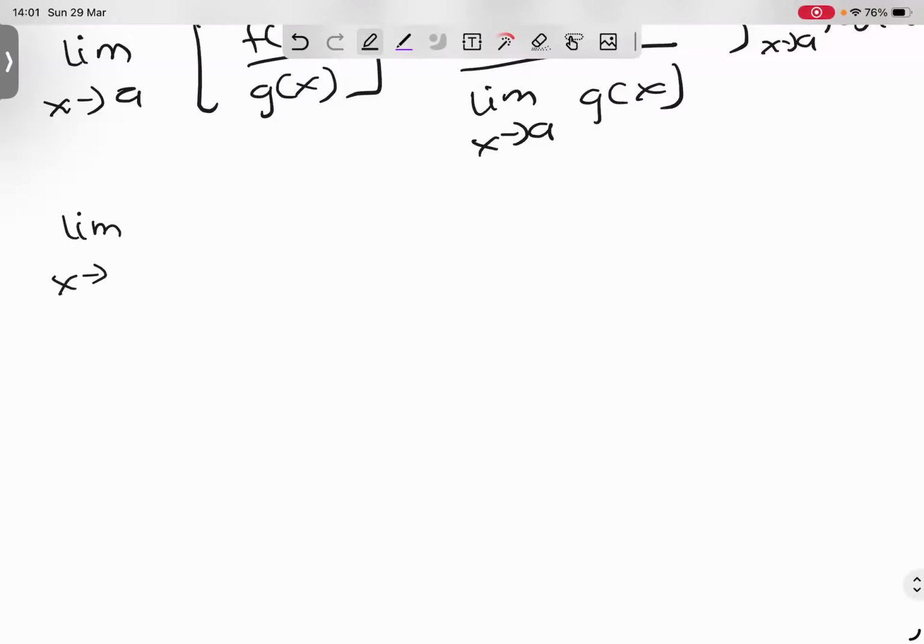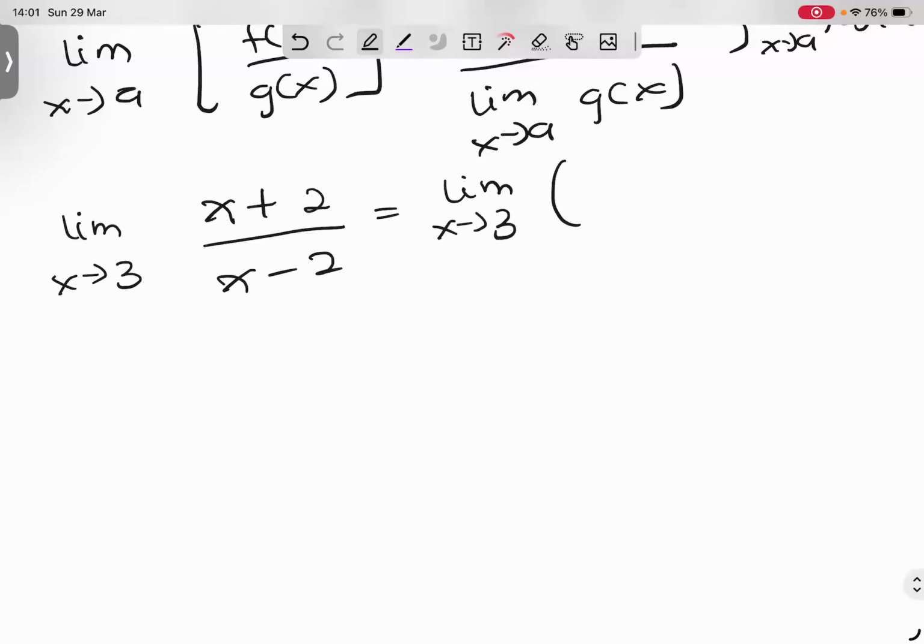Limit as x approaches, say, 3 of x plus 2 divided by x minus 2. We have the quotient of two functions, and so we can apply the quotient property, and that is to apply the limit on the numerator. So this is limit as x approaches 3 on the numerator, x plus 2, divided by limit on the denominator.